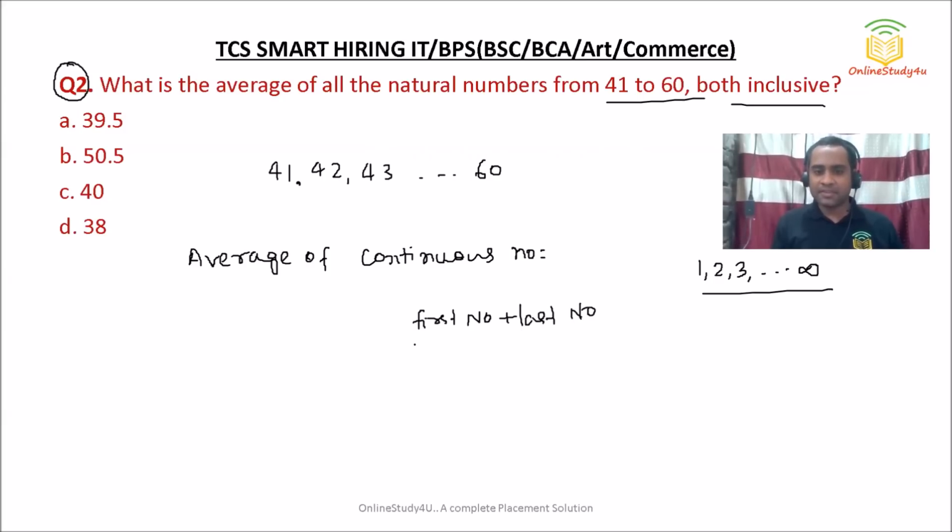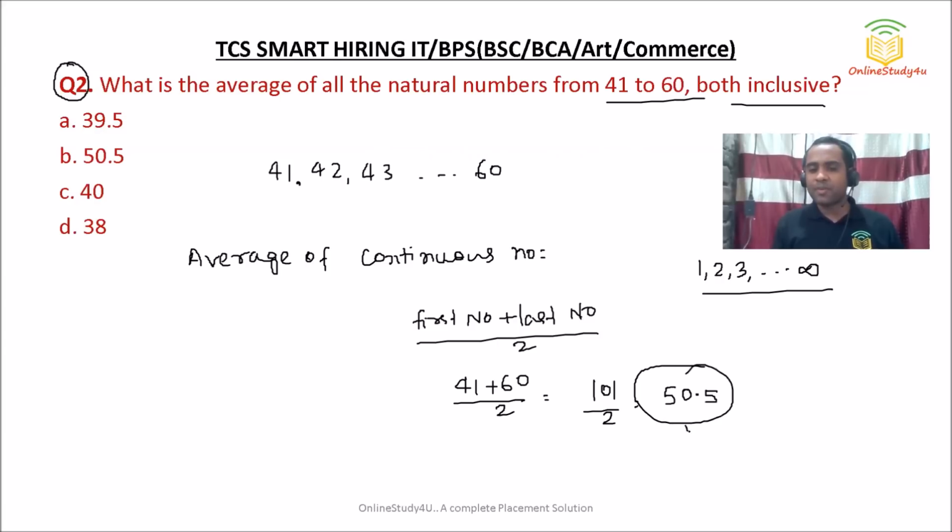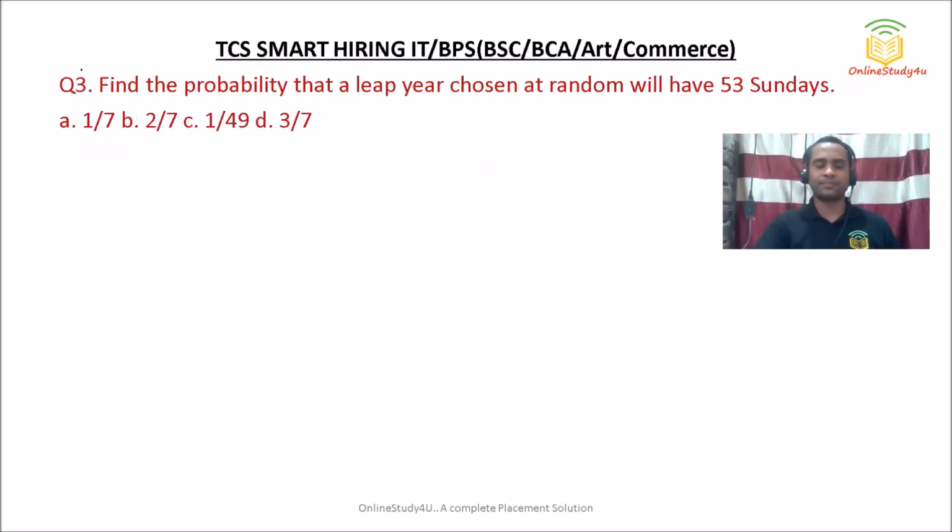First number plus last number divided by 2. Now my first number will be 41, last number will be 60, by 2. So this will be 101 by 2. So 50 times 2 will be 100, and 0.5 times 2 will be 1. So 50.5, option B will become the correct answer for question number 2.